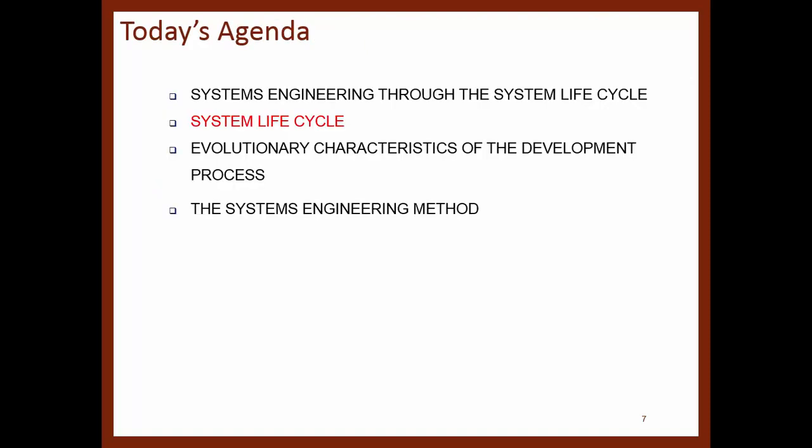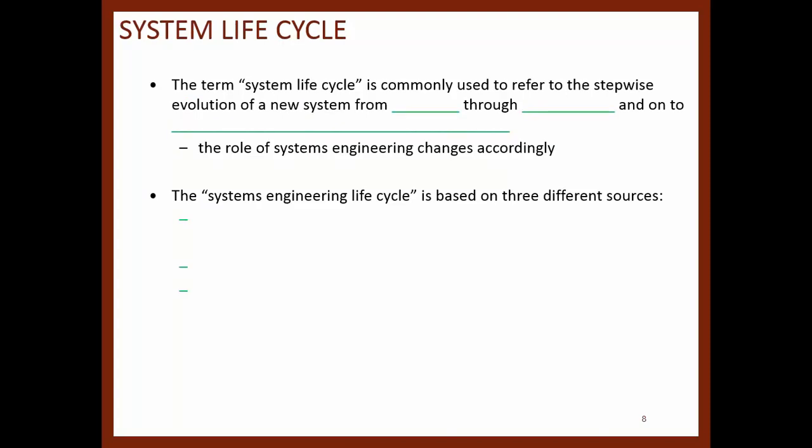So what is the system life cycle? The term system life cycle is commonly used to refer to the stepwise evolution of a new system from the concept through the development and onto the production, operation and finally its disposal. Okay, so when we are creating this new system, we have to go through this whole cycle. The role of the systems engineer changes accordingly, depending on what step of the life cycle you are in.